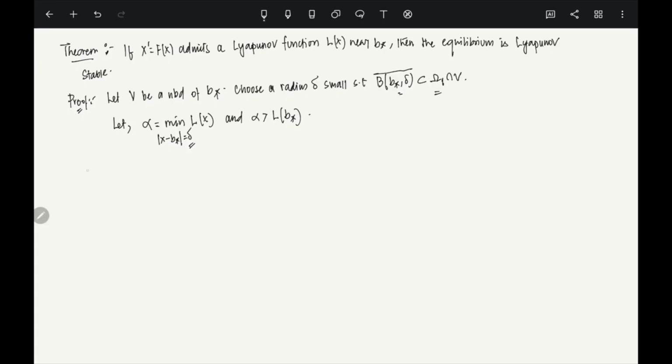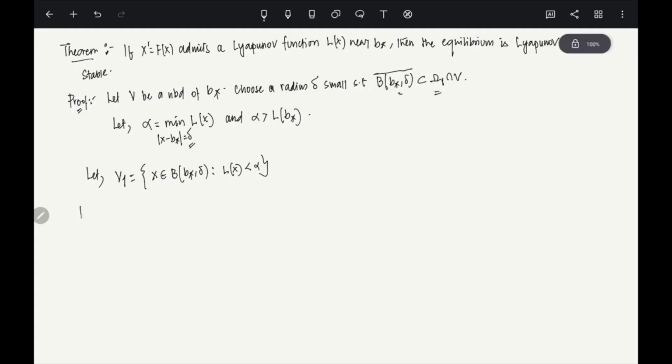Now I will define a new set, V1. This is the set of all those x in the ball you are talking about, such that L of x is strictly less than alpha. Let's just look at that set. V1 is the set of all x in the ball with center B star and radius delta such that L of x is less than alpha. This is our V1. Is it okay?